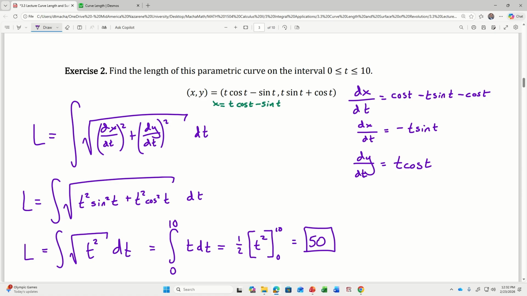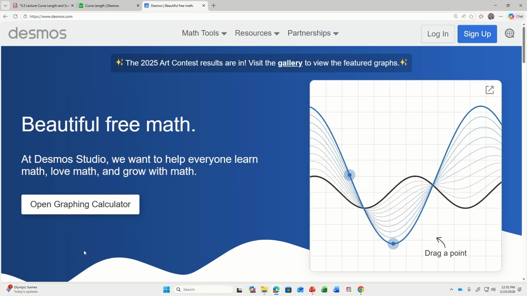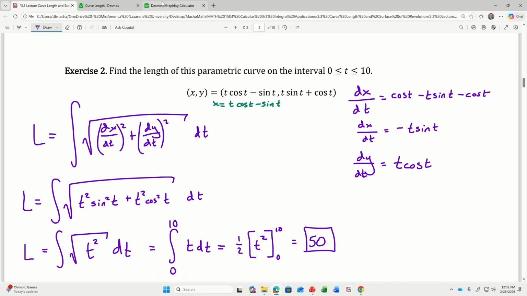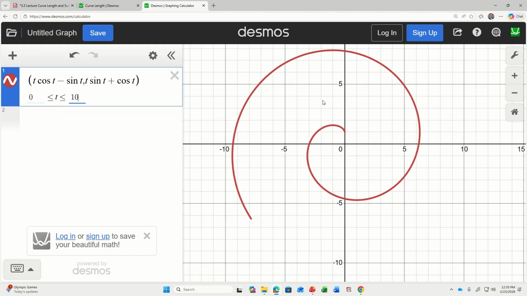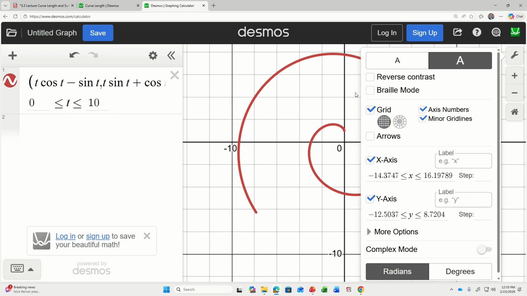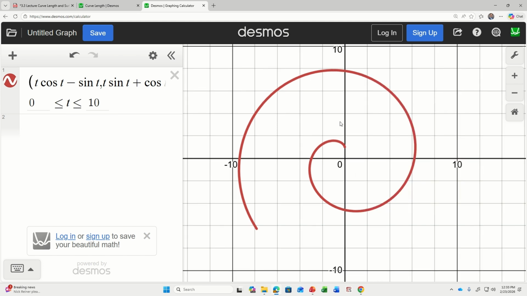And this always makes me curious to know, what is this parametric curve? What does it look like? We open up Desmos and we say, I want t cosine t minus sine t, and t sine t plus cosine t. And we're going to allow t to go from 0 to 10. That's what it looks like. And we're saying the length of this curve is 50. That kind of seems about right. If I had to guess, doesn't sound outrageous anyways.